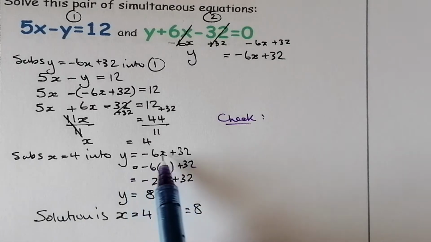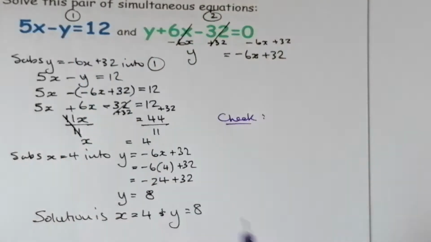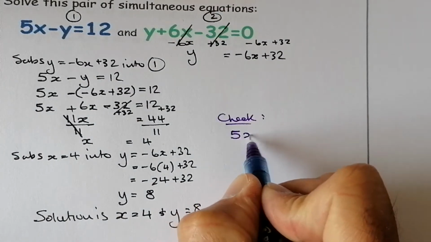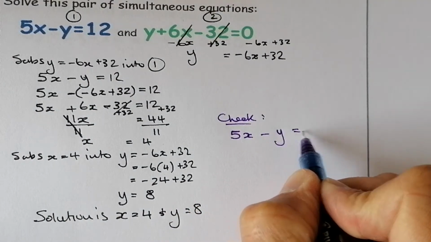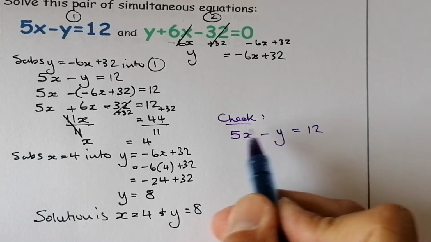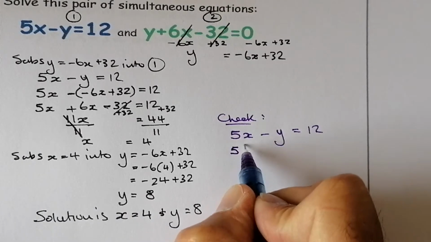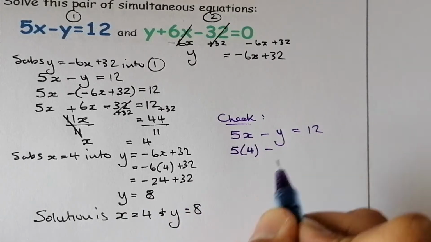Because I've used this equation here, this one over here, to work out what y is, I'm going to substitute into that equation there. So I've got 5x minus y equals 12. If I substitute my x and my y value in, I'm hoping that this left-hand side equals 12. If it does, I've got it right. So it's going to be 5 times 4, take away 8.